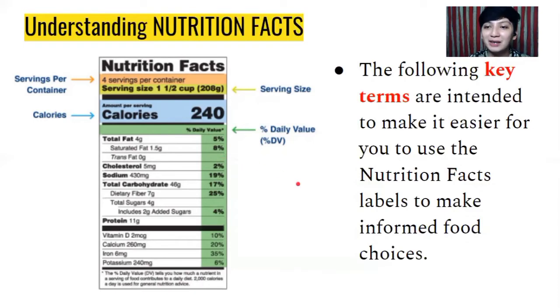The following key terms are intended to make it easier for you to use the nutrition facts labels to make informed food choices. So it is very important. What is this thing? I do not know. I can understand what this means, what those percentages are, and what those terms are.